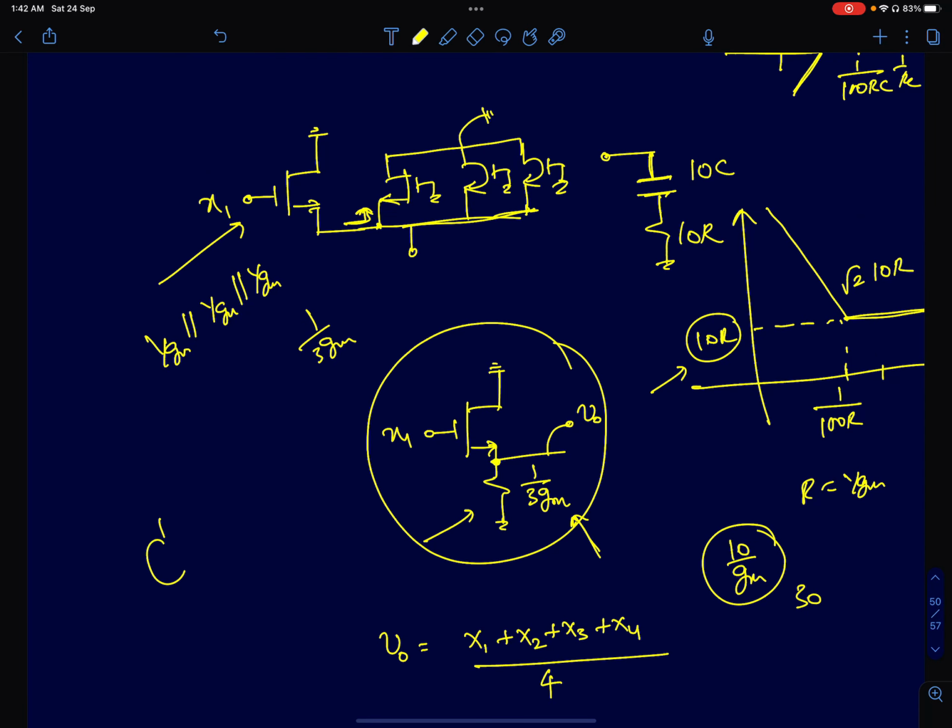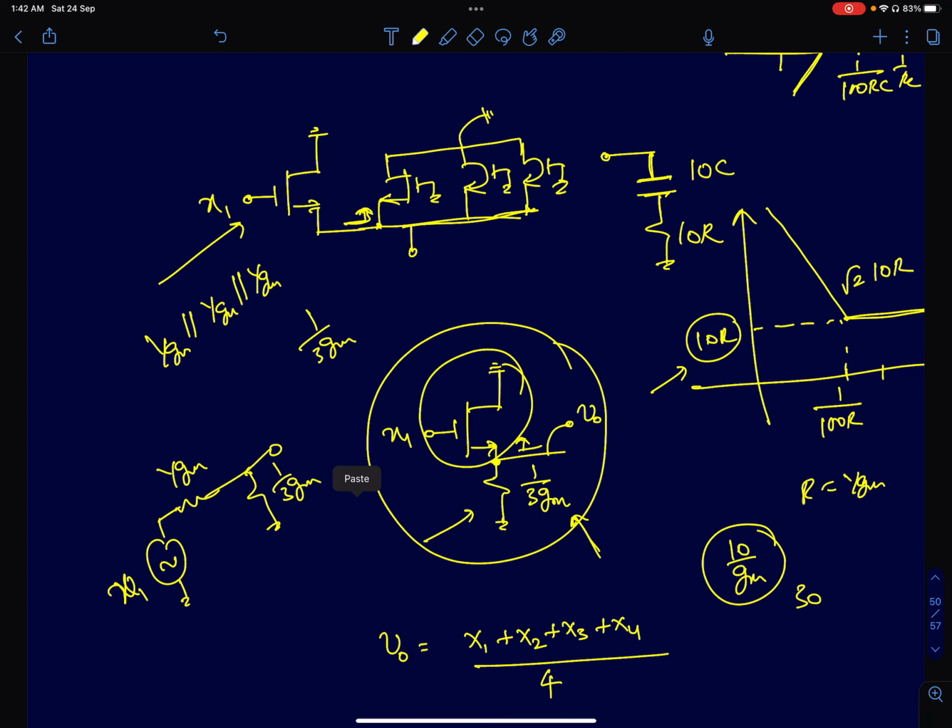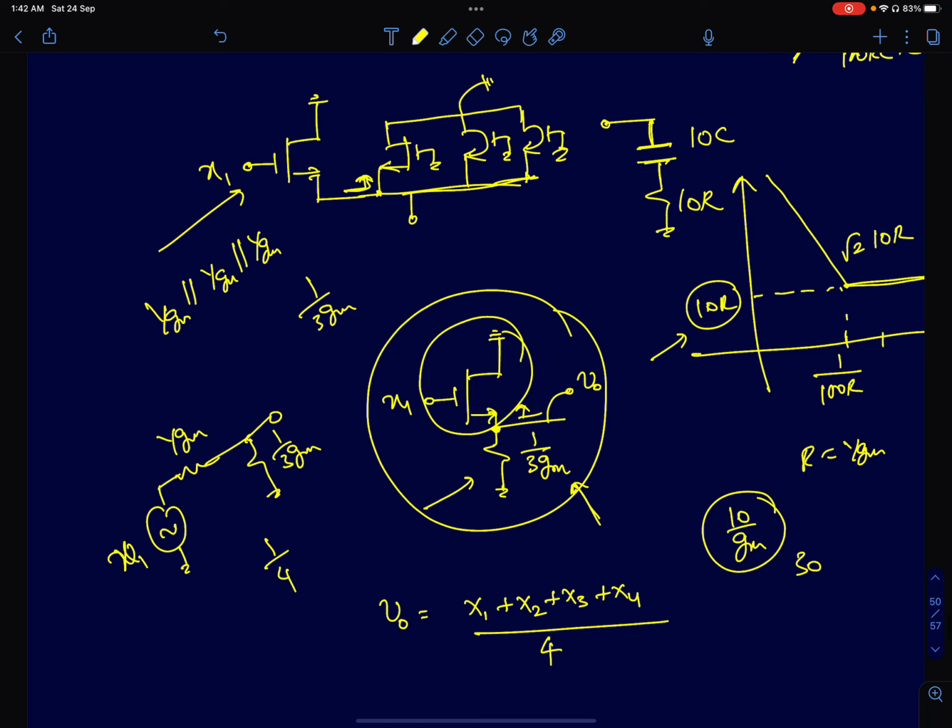So it's a source follower. You can represent the upper half of the circuit, the source follower circuit, as a voltage source of value x1 and a source impedance of 1 by gm. Now the load impedance is 1 by 3 gm. So you can directly see the transfer function is going to be 1 by 4 times x1. So this is for x1. Similarly, you can analyze it for x2, x3, x4. You'll get the same transfer function.